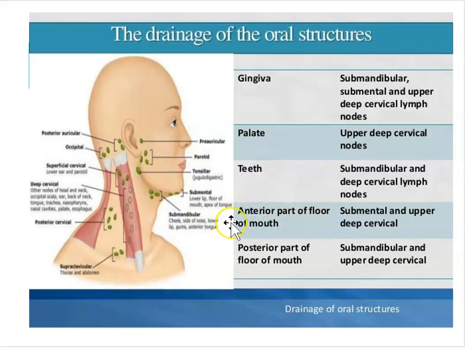Anterior part of the floor of the mouth, so the front of the floor of the mouth goes into the submental, because submental is so close by, and then also the upper deep cervical nodes. And the posterior, the very back, drains into the submandibular, because that's closest to it. And you can see everywhere it's the deep cervical, right? So if it's not the submandibular, then it eventually goes to the deep cervical nodes and it gets flushed out.